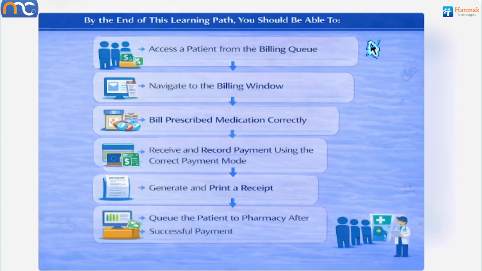By the end of this learning path, you should be able to access a patient from the billing queue, navigate to the billing window, bill prescribed medication correctly, receive and record payment using the correct payment mode, generate and print a receipt, and queue the patient to pharmacy after successful payment.